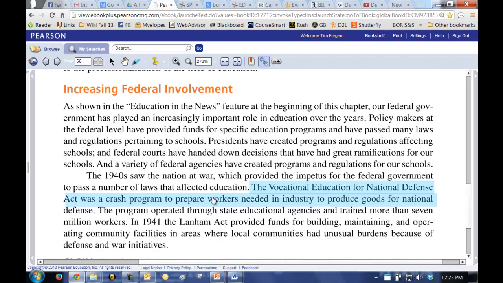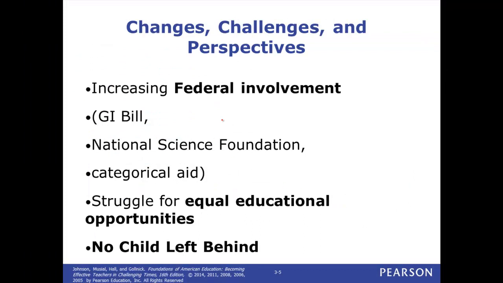So in the 1940s, the nation was at war, which provided an impetus for the federal government to pass a number of laws that affected education. One was, and it was huge, the Vocational Education for National Defense Act. It was a crash program to prepare workers needed in industry and produce goods for the national defense. So that's what I highlighted there. You'll want to bring that into your notes under increasing federal involvement. And we're up to number 7 here.